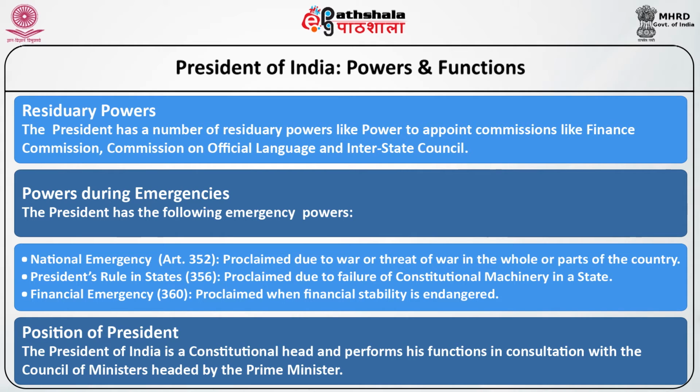Another major power of the president is proclamation of emergency. The Constitution provides for 3 types of emergency. The first, national emergency under Article 352. Second, President's rule in a state under Article 356. And the third emergency is financial emergency under Article 360.